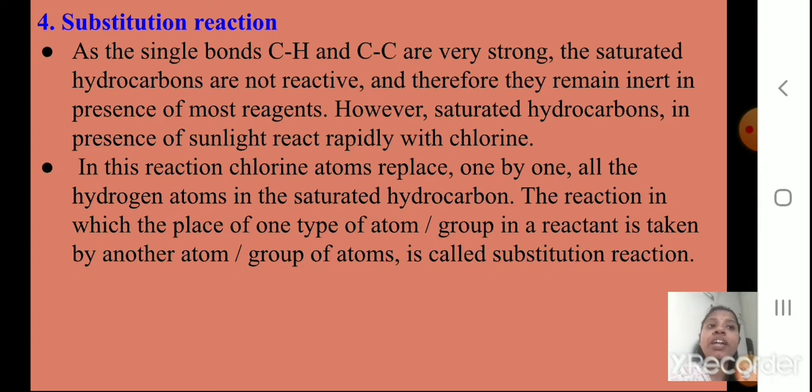However, saturated hydrocarbons in the presence of sunlight react rapidly with chlorine. In this reaction, chlorine atoms replace, one by one, all the hydrogen atoms in the saturated hydrocarbon. The reaction in which the place of one type of atom or group in a reactant is taken by another atom or group of atoms is called a substitution reaction. Here, the place of hydrogen is taken by the chlorine atoms.